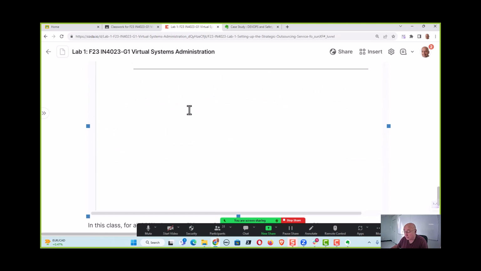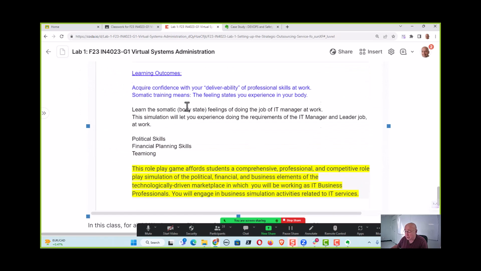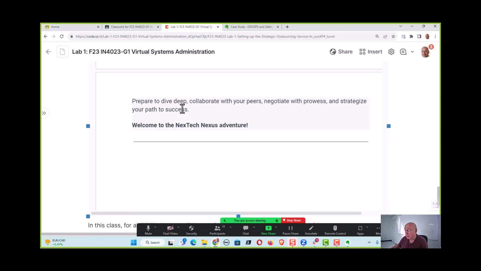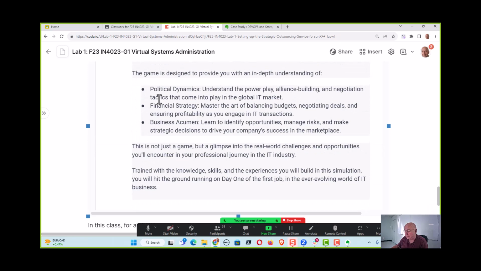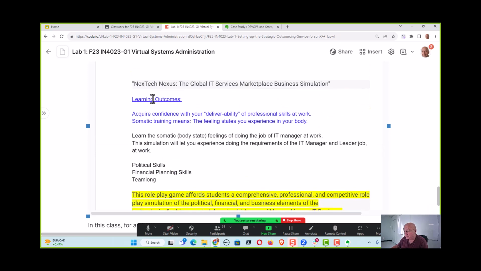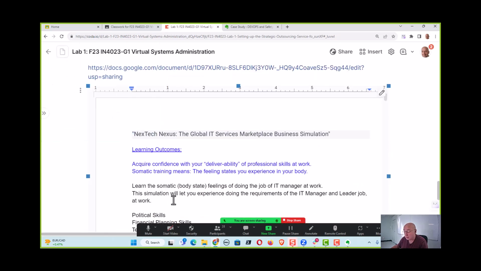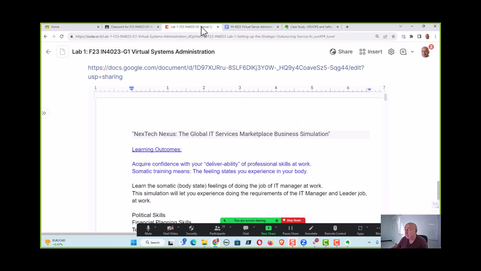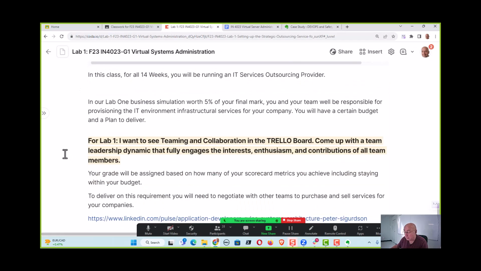And there is the first sheet I kicked out in week 1 to introduce the course. You can go and look over that again if you need to see that. Our Lab 1 business simulation is worth 5% of your final mark.